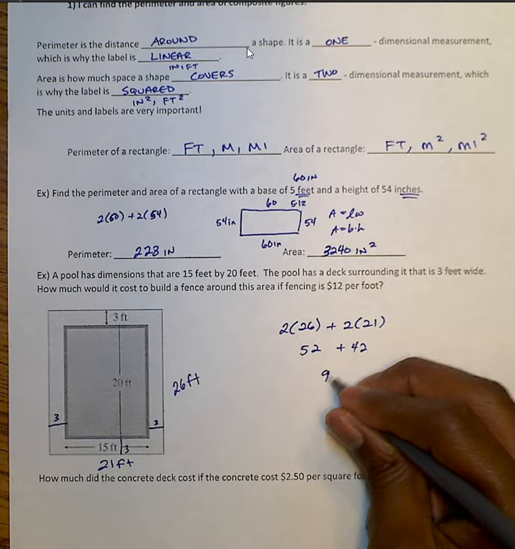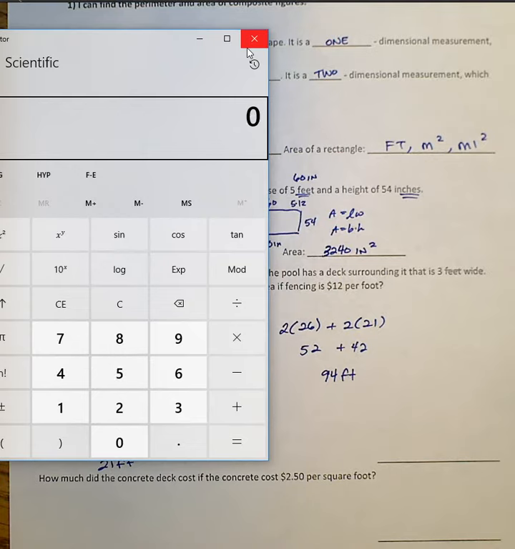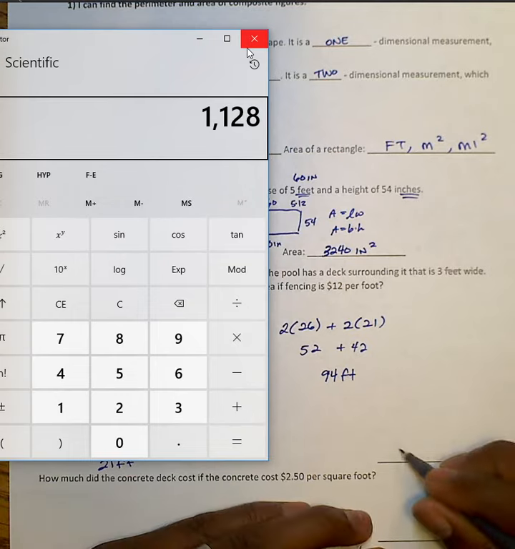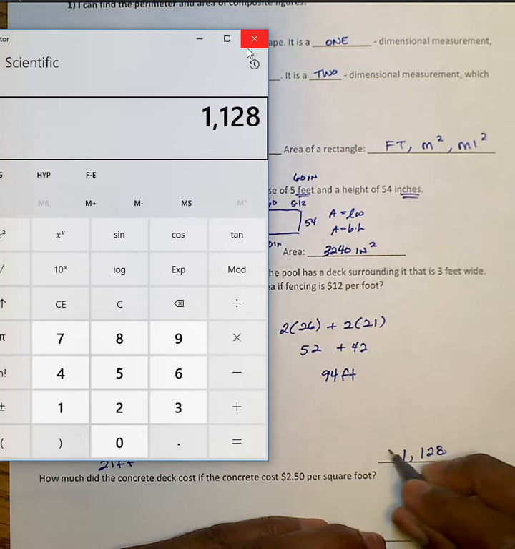Okay. Now, even though that's the math of it, make sure that you're answering the question, because the question doesn't say how many feet of fencing will you need. It says how much will it cost. So if you put 94 feet on a test or quiz, you lose a few points, so make sure you don't do that. Okay, make sure you're answering the question. Our fence is 94 feet, and $12 per foot will give us $1,128. So to build a 94-foot fence, it would cost us $1,128.